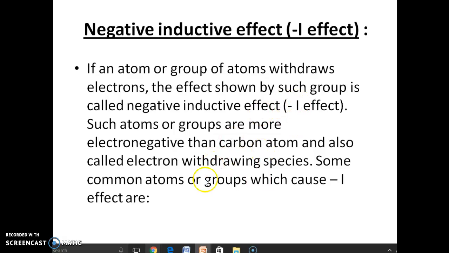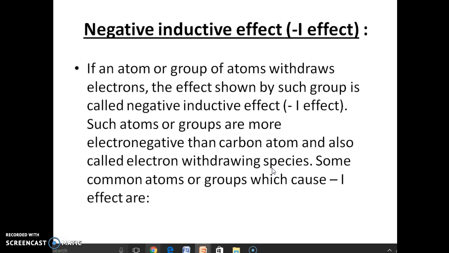So depending upon the atom or group of atoms, if it withdraws the electron, then the effect shown by the group is called negative inductive effect or minus I effect. And such atoms or groups are more electronegative than the carbon. So they are also called electron withdrawing species.